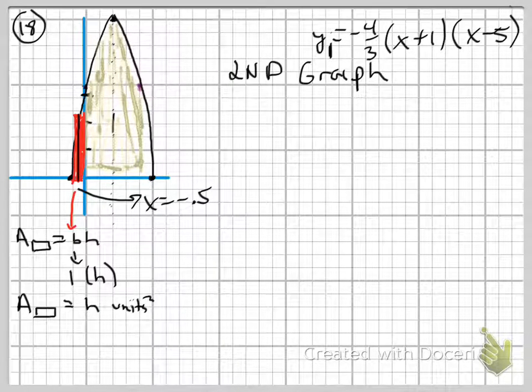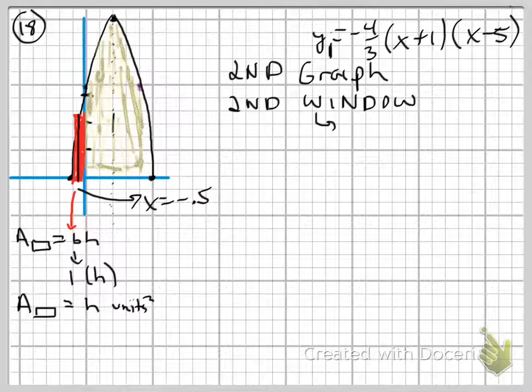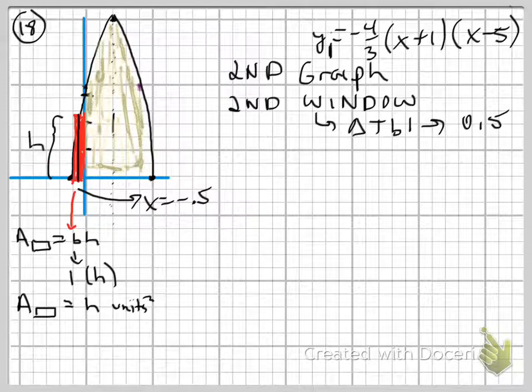So if you press second window, you can tell it to set the table. So it says the change in TBL. You can set that to 0.5. Instead of counting by ones, which is standard, you can set it to 0.5. And now we can see what the values are every half a unit. And so remember, my height of the rectangle is the value f of negative 0.5. That's my height.